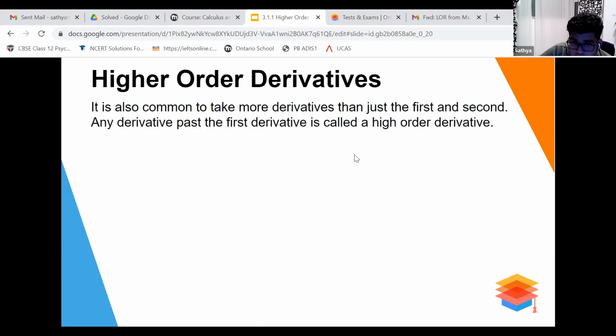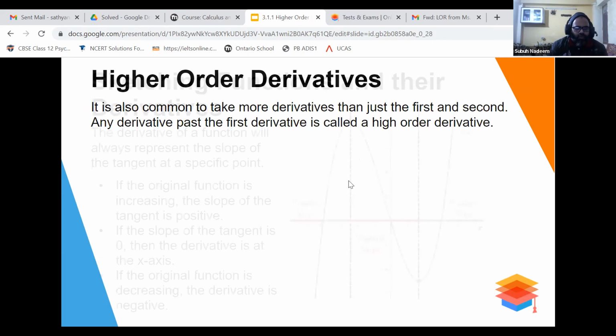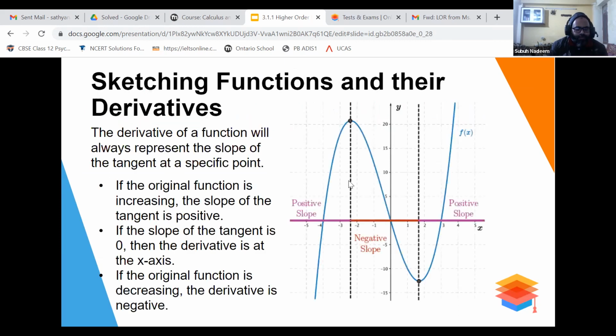So can you see the screen share? Yeah. Move further. Higher order derivatives can be second order, third order, fourth order, all of them.